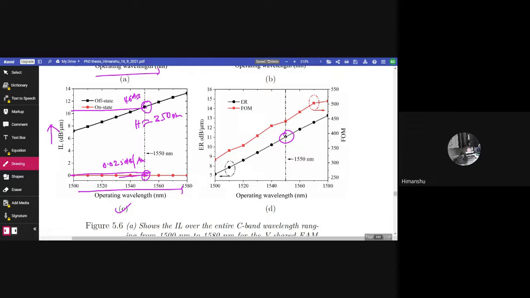Here the red line indicates the figure of merit and the black line indicates the extinction ratio. So the extinction ratio of around 11.04 dB per micrometer was observed at 1550 nanometer application wavelength for the device having 350 nanometer waveguide height, and a figure of merit of around 441 was observed at 1550 nanometer application wavelength for the 350 nanometer waveguide height based EAM.